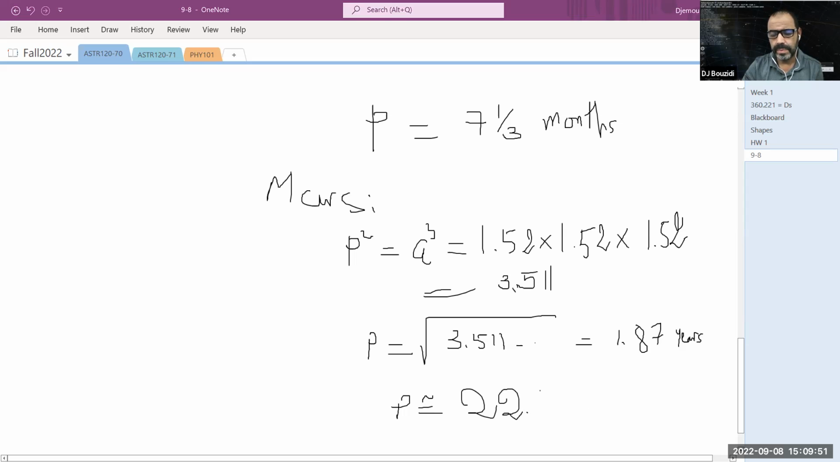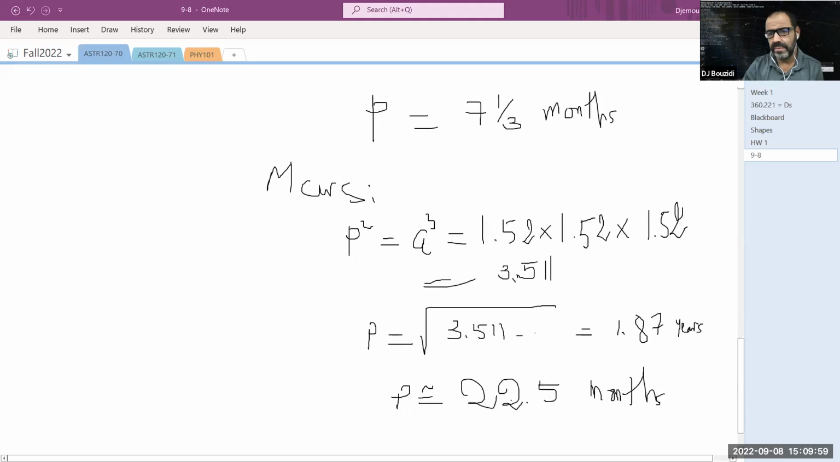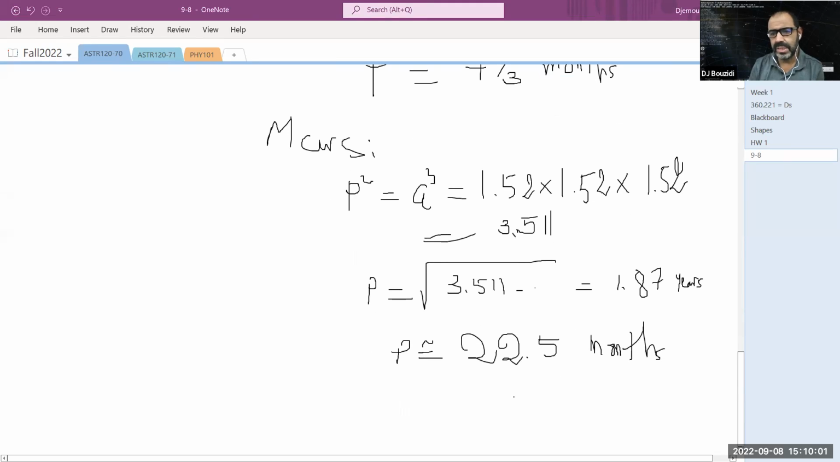Roughly 22.5 months, not quite 24 months, but close enough. A month and a half shy of 2 years. Okay, just to give you an idea.